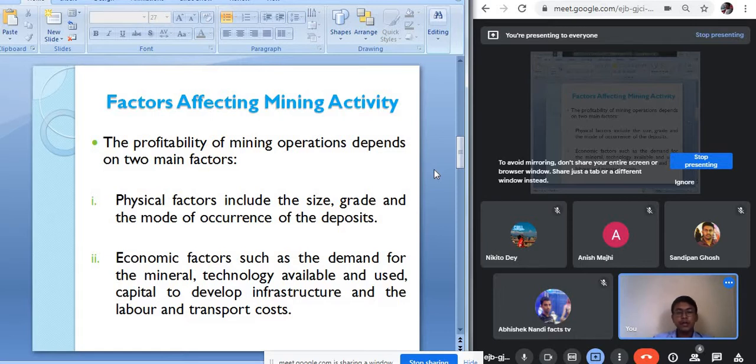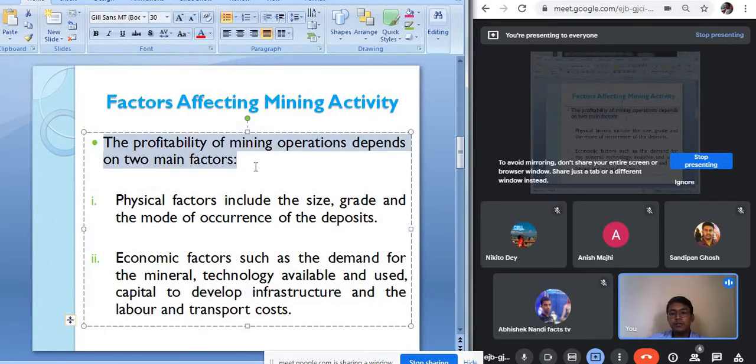There are different factors which affect the mining activity. Because if the mining activity is not profitable, it is useless to carry out the mining. The profitability of mining operations depends on two main factors. Whether the mining activity will be profitable or not depends on two main factors.